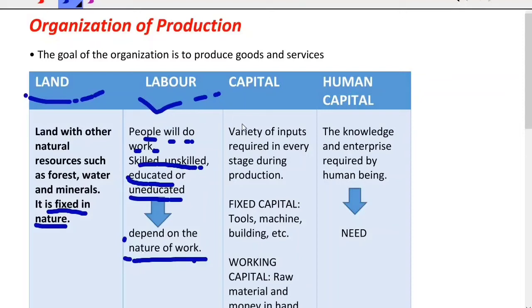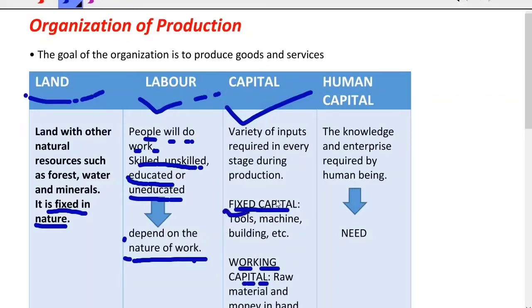The third requirement is capital. Capital means the money invested in business. जो amount business के अंदर invest किया गया है, उस amount, उस money को कहा जाता है capital. Capital is of two types: fixed capital and working capital.